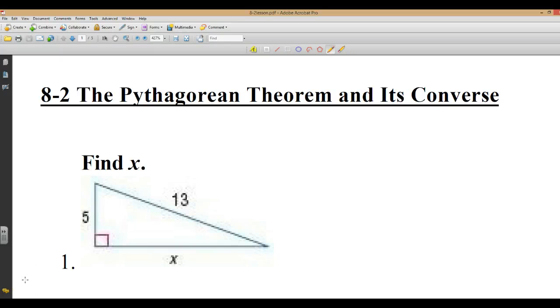This is lesson 8.2, the Pythagorean theorem and its converse, starting on page 551. For number 1, find x. So x is a leg.